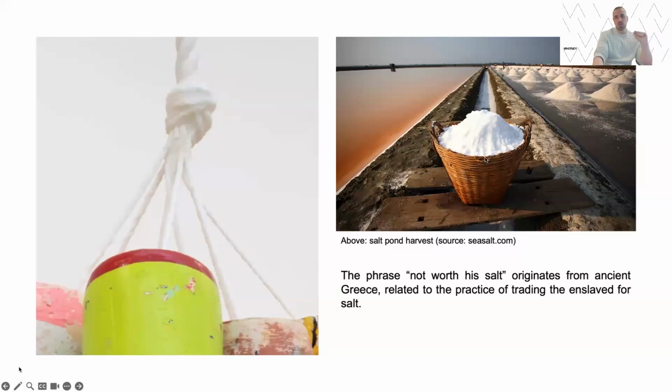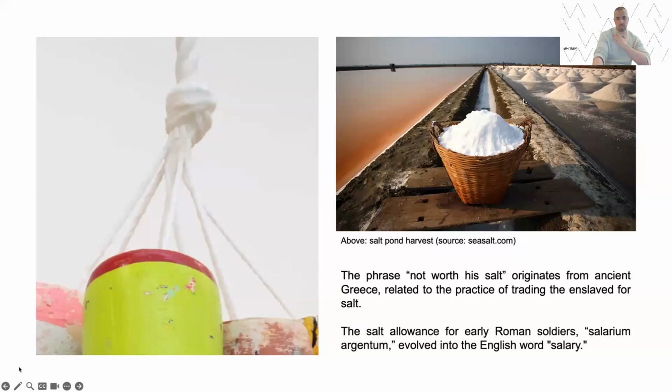Now, the other thing that I wanted to emphasize here is something that I will admit I was not aware of up until fairly recently, which is that salt allowance for early Roman soldiers, called in Latin salarium argentum, evolved into what in the English language today we use as salary, right? So we don't really think about these, I shouldn't say we, I haven't really been thinking that much about how the meaning and importance of salt can go way beyond just its value as nutritious and necessary for us to survive.